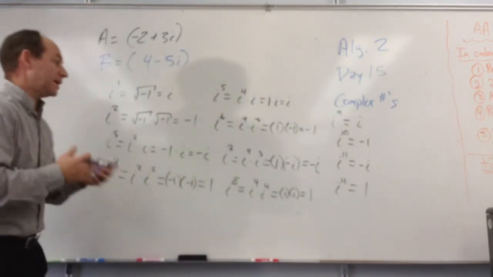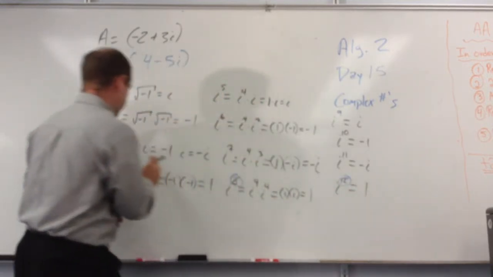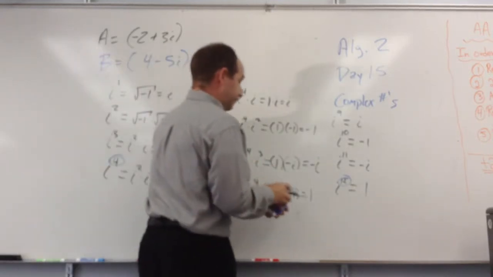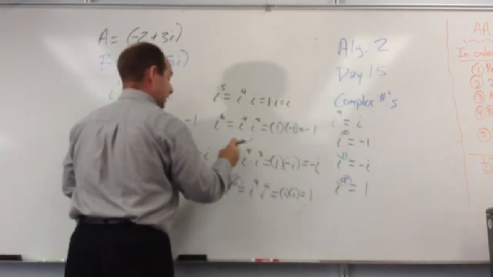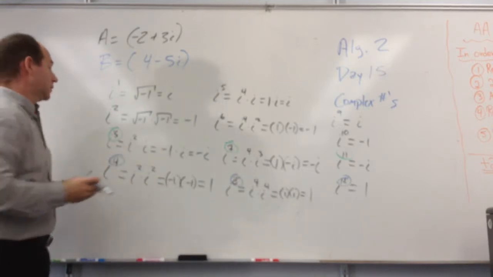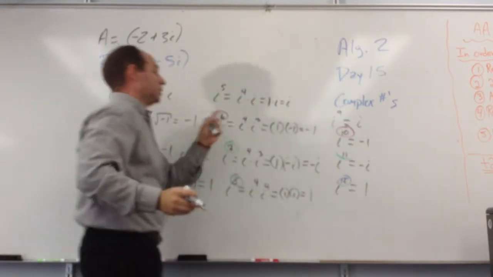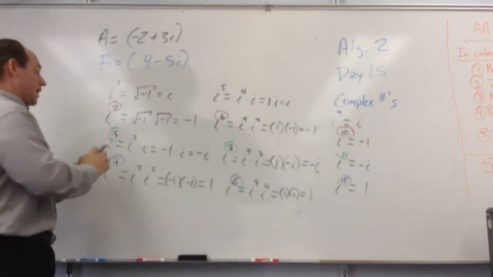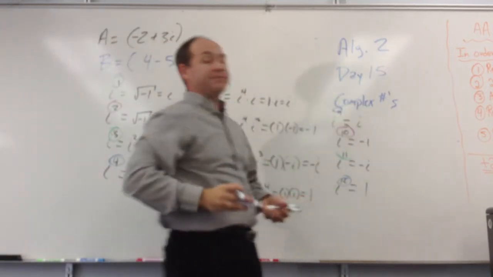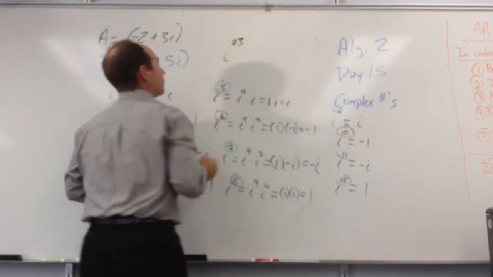And notice here, 12, 8, 4. They go together. They're all equal to 1. 11, 7, and 3. They all go together. They equal the opposite of i. 2, 6, 10. They equal negative 1. And the last one up here is 1, 5, and 9. They all equal i.